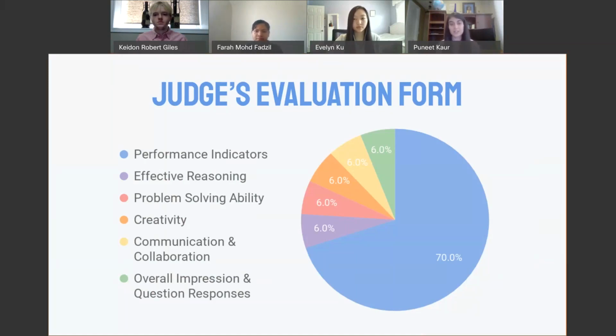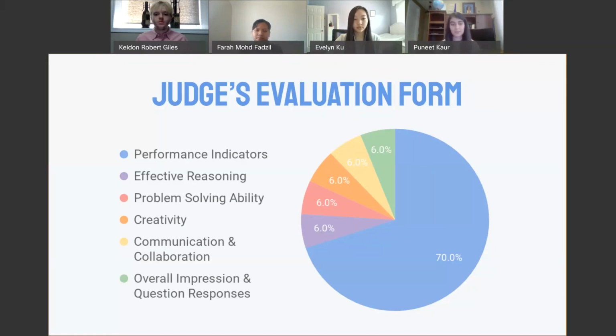And now moving into the judge's evaluation form. As you can see, most of this is based on the content of your performance indicators. They do make up 70% of the case, which is why we want you to focus on meeting these criteria, explaining them to the best of your ability, and tying it back to the case, because that's where most of your points will come from.